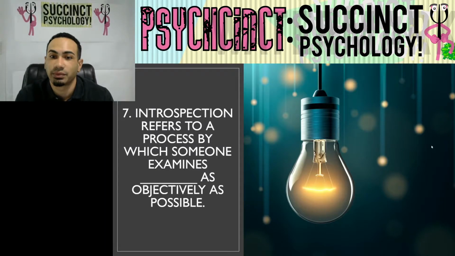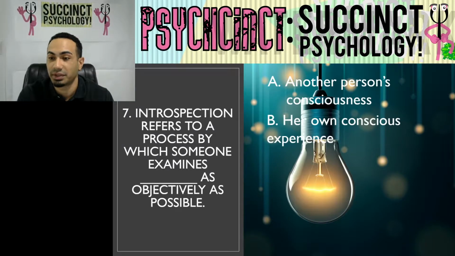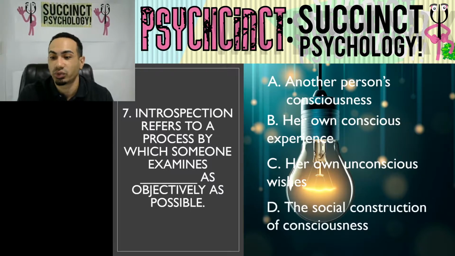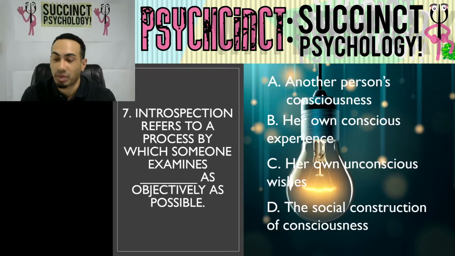Alright, introspection refers to a process by which someone examines blank as objectively as possible. A, another person's consciousness. B, her own conscious experience. C, her own unconscious wishes. Or D, the social construction of consciousness. Alright, so introspection, objectively as possible. Well, intro, let's see. Intro sounds like in, since out is out. So if you chose B, her own conscious experience, you would be right. Introspection is when someone examines their own conscious experiences as objectively as possible.